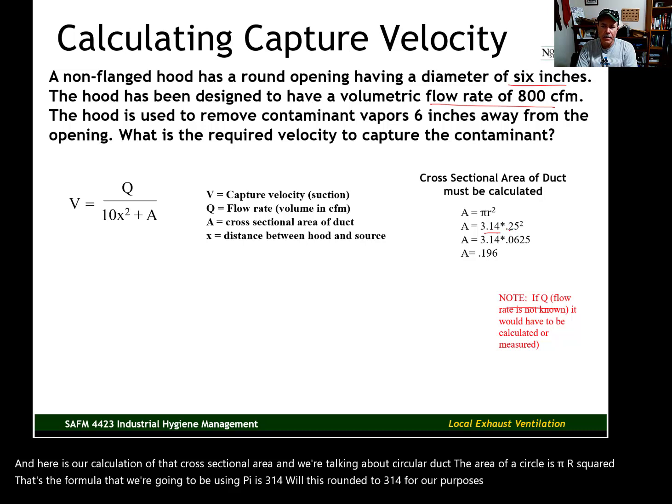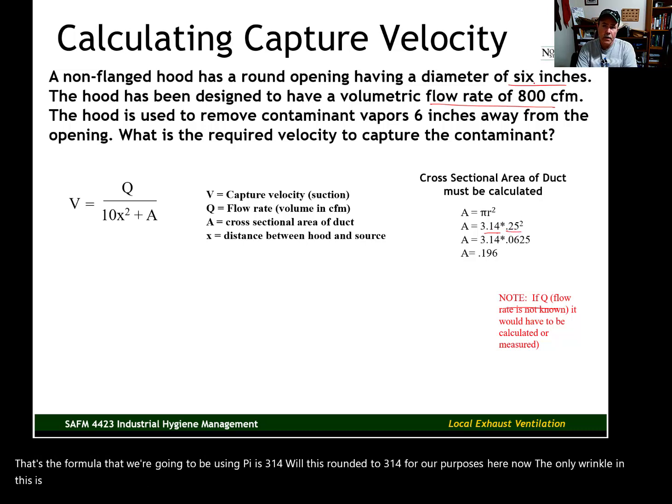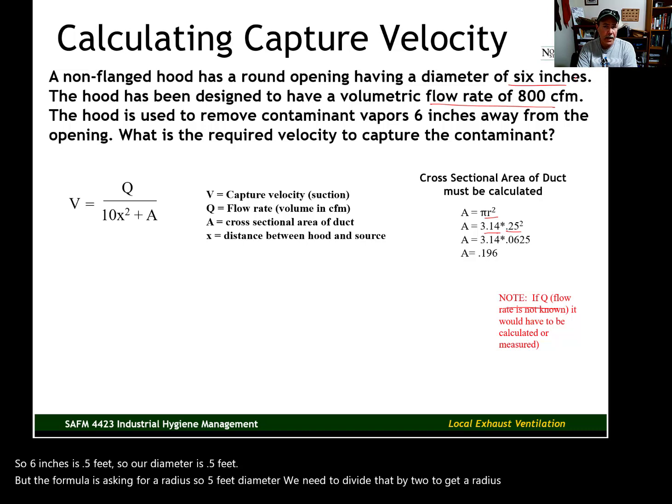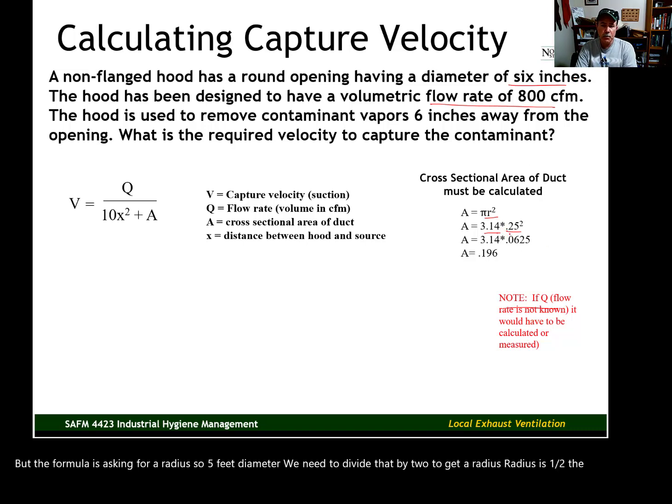Now, the only wrinkle in this is that we're given our diameter in inches and it needs to be feet. So 6 inches is 0.5 feet. So our diameter is 0.5 feet. But the formula is asking for a radius. So for 0.5 feet diameter, we need to divide that by 2 to get a radius. Radius is 1/2 the diameter. So the radius is 0.25 feet.